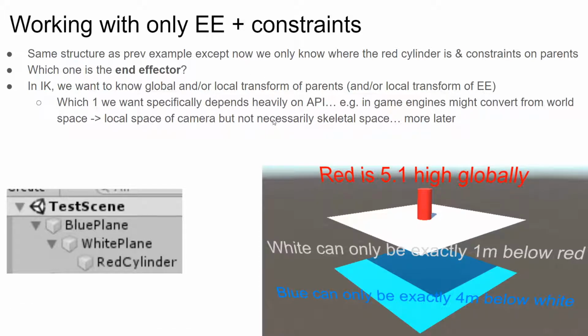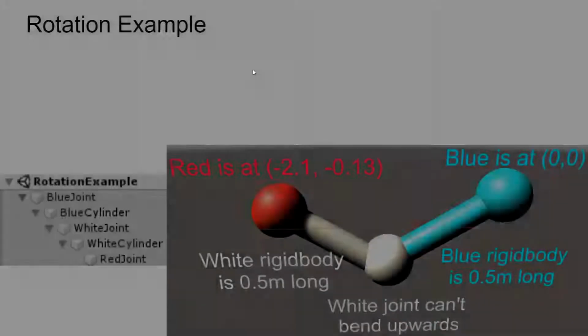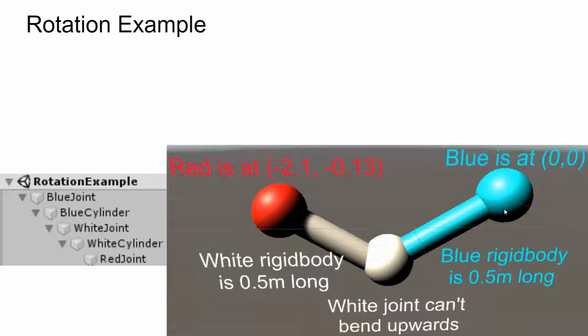And whether you want the global or local transforms depends heavily on what you're trying to do, what API you're trying to work with, and so on. Some of the things that you did in A7, for example, made the assumption that you're working in local space, which isn't always the case. For example, with skeletons, you want to work in local space because your animated character can be facing any direction in the game.